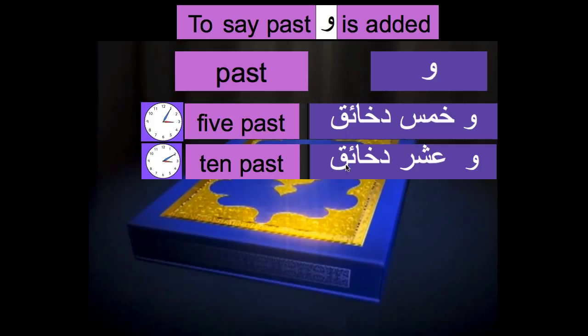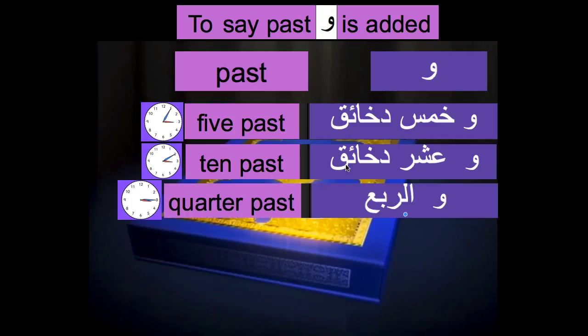Daqaiq means minutes, plural. If you want to say quarter past, or 3:15, quarter means ruba. From quarter, we use what is called a fractional number. It's 1/4, which is ruba. So we say as-sa'atu thalithatu wa ruba. The time is 3 o'clock, that is quarter past 3.